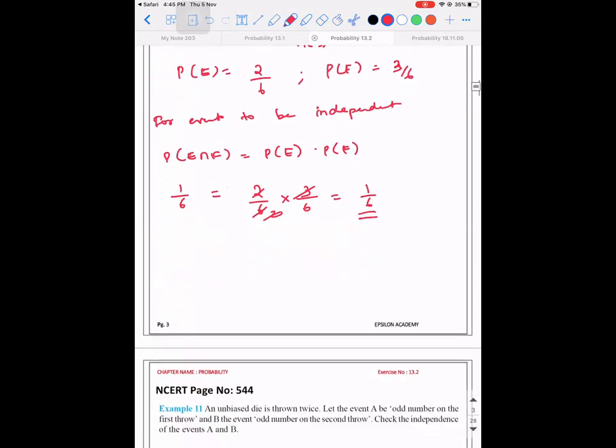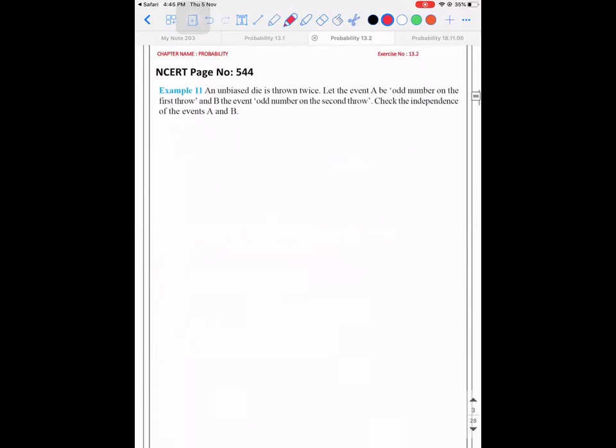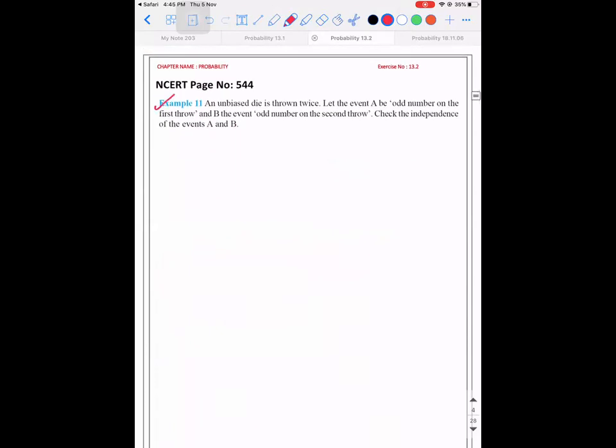Yes, sir. So we'll do one last problem for today. An unbiased die is thrown twice. So the sample space contains 36 elements. Let event A be an odd number on the first roll, event B be an odd number on the second roll. Find the independence of the events A and B.